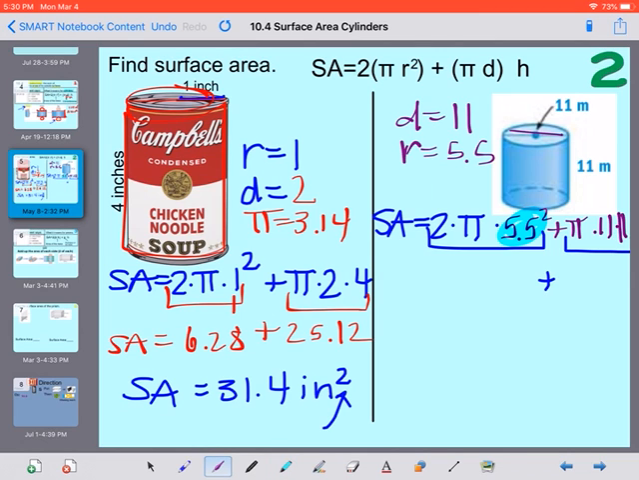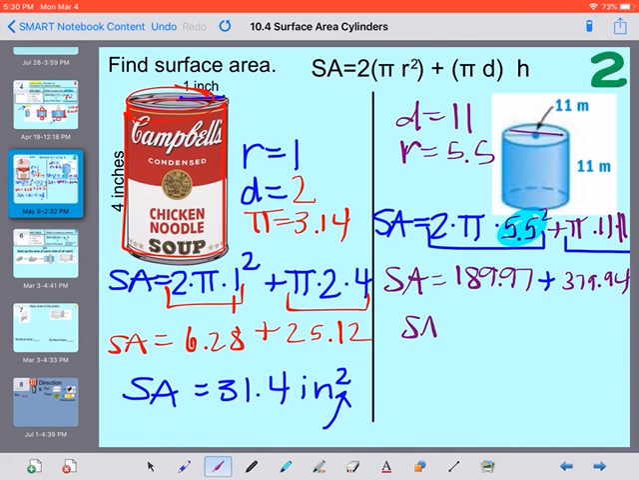Times 2 times 3.14 for pi, I get 189.97. Plus, we have 3.14 times 11 gives us 379.94. So we're going to add the two pieces together, our bases plus the piece around the edge.